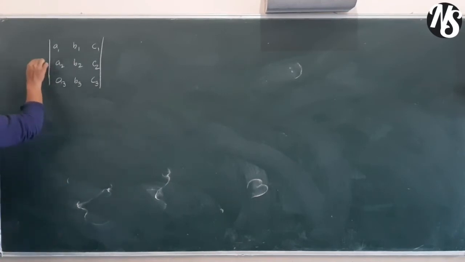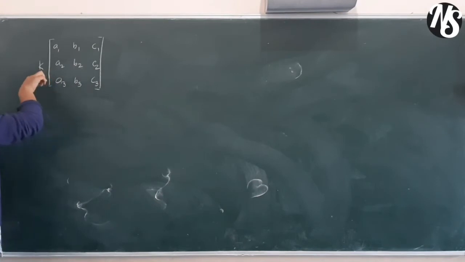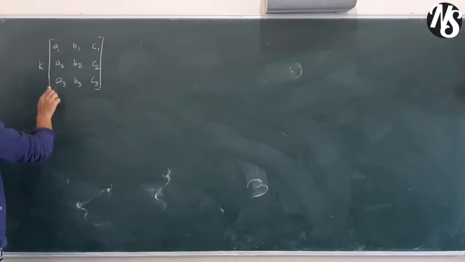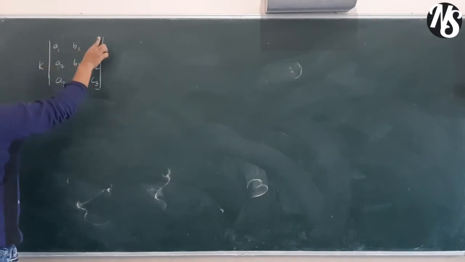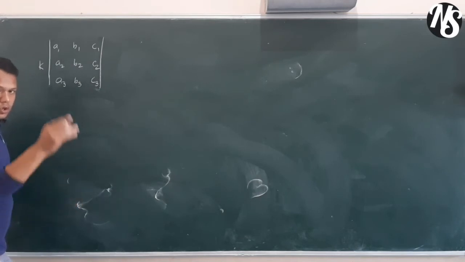Now if I multiply this determinant by a constant k, remember in case of matrices what we used to do, if I multiply with a constant, we used to multiply to each and every element, right? But in case of determinant, you cannot multiply all the elements. You can go for either one row or one column.